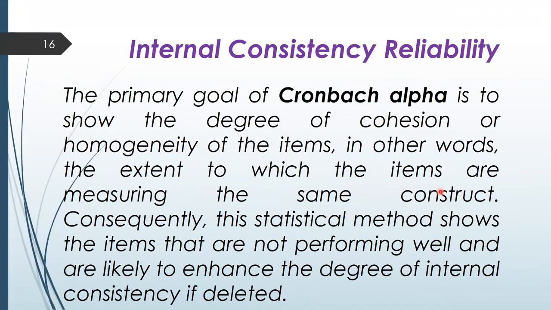Of course, the primary goal of Cronbach alpha is to show the degree of cohesion or homogeneity. When we say homogeneity, we mean the agreeableness of the items, to what extent the items are measuring the same construct. And that is actually what also leads to what we call factor analysis, so they are related, of course. Consequently, the statistical method shows which items are not performing well and are likely to enhance the degree of internal consistency if deleted. So the beauty of Cronbach alpha is that it shows you the item that, if you delete it, will enhance the internal consistency of that particular instrument.